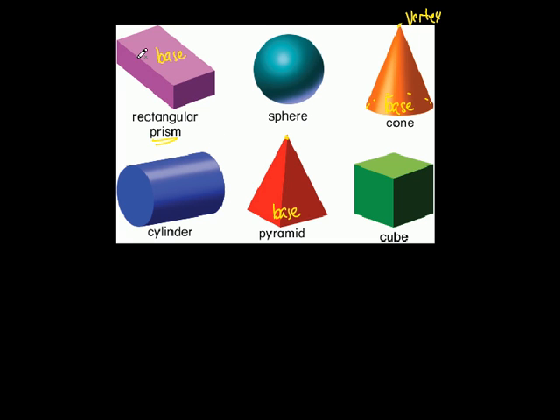But this would be a rectangular prism. Why? Because the bottom is a rectangle. What about this? Now, they call it a cube, but you could call it something else. Look at the bottom. The bottom kind of looks like a square, doesn't it?